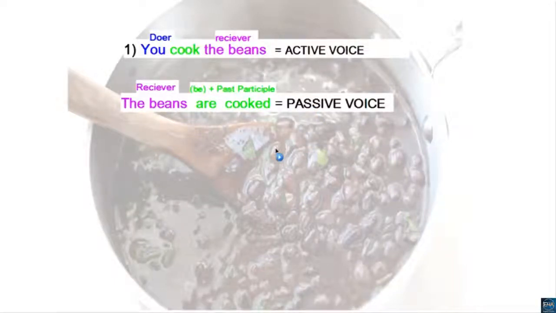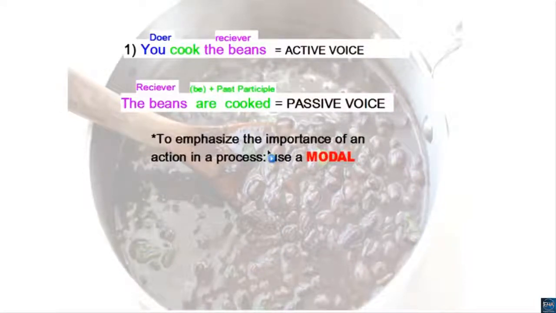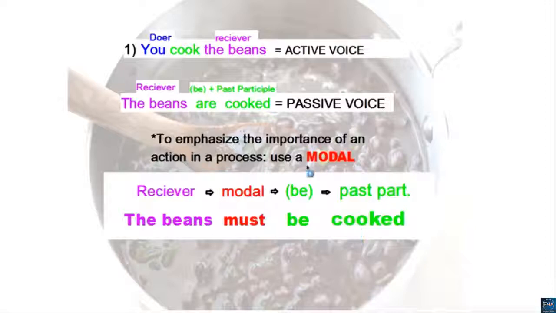Good. Now, to emphasize the importance of an action in a process, use a modal. So basically, I'm asking, is this action important? The beans are cooked. Is this extremely important when I want to make gallo pinto? Of course it is. It's extremely important. It's absolutely necessary. And I can express that emphasis using a modal. So for example, the beans must be cooked. Okay? They must be cooked. So I'm using my modal must to emphasize the importance of the action, that cooking the beans is very necessary, and must is like an obligation. It's mandatory.